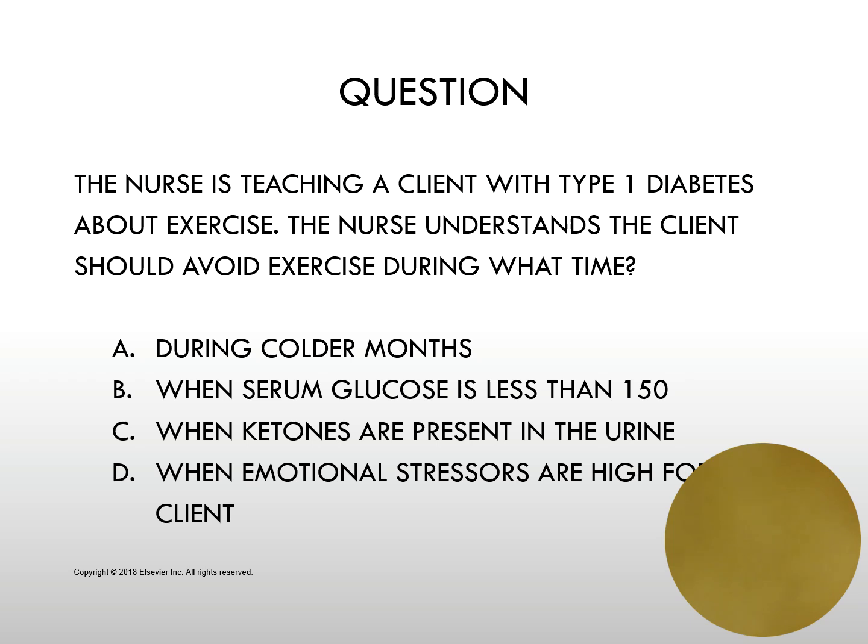The nurse is teaching a client with type 1 diabetes about exercise. The nurse understands the client should avoid exercise during what time? During colder months, when serum glucose is less than 150, when ketones are present in the urine, when emotional stressors are high for the client.